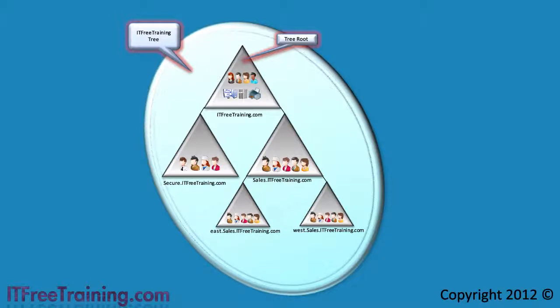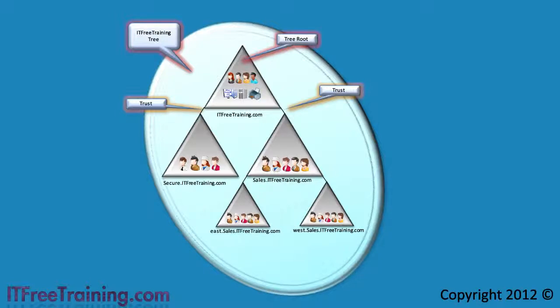The advantage of having domains like these in the same tree is that Active Directory will automatically create trusts between the child and parent domains. These trust relationships allow members of each domain to access resources in any other domain, assuming that they have access.